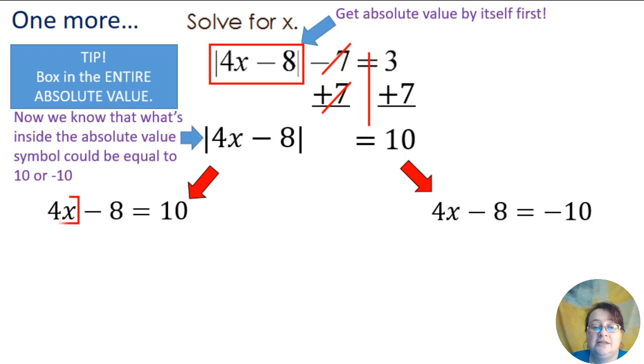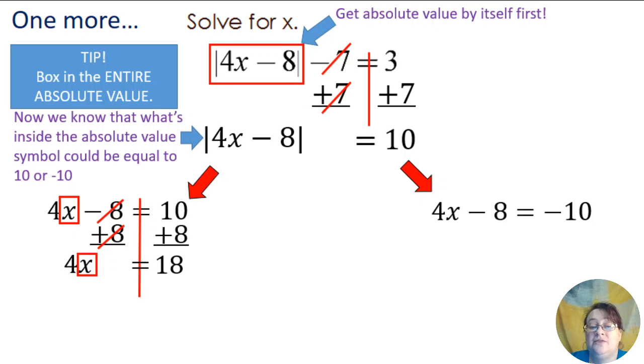I box in x, draw my line down. The furthest thing from x is minus 8. To get rid of it, I add plus 8 on both sides. It cancels out on the left. On the right, 10 plus 8 is 18. And 4x comes down on the left side. Now, 4x, 4 times x, I've got to get rid of the 4. And the inverse is division. On both sides, same thing. My 4's cancel. 18 over 4 simplifies to 9 over 2.